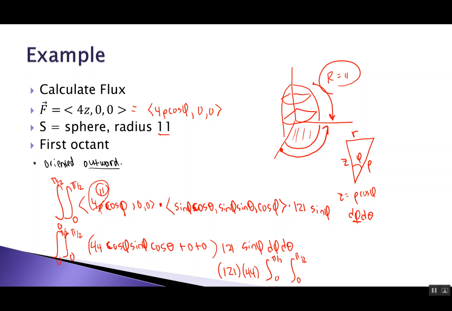And what are we left with? Cosine phi sine squared phi cosine theta d phi d theta. That's not too bad. I would let u be equal to sine phi, and then my du will be my cosine phi d phi, and you can handle it from there. So I won't go any farther with that.